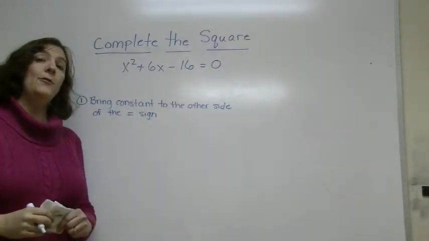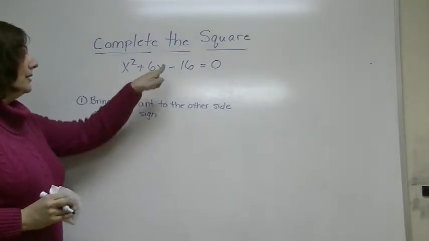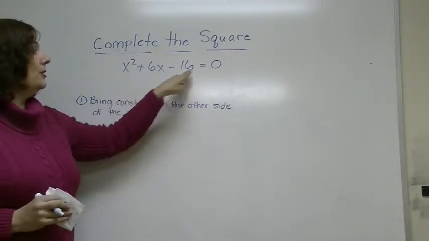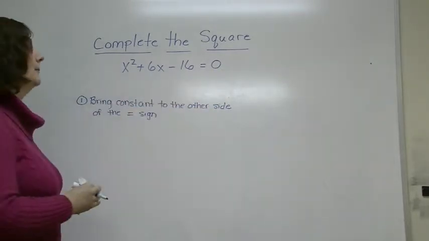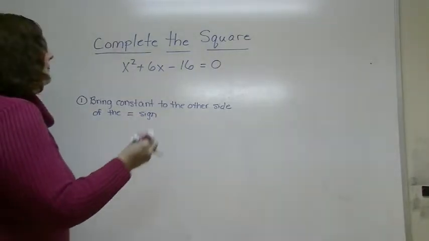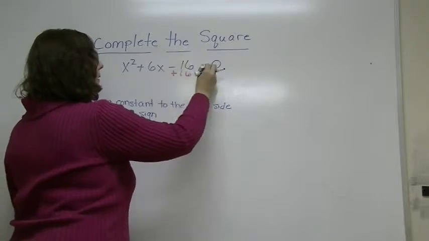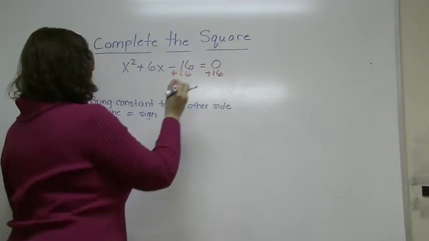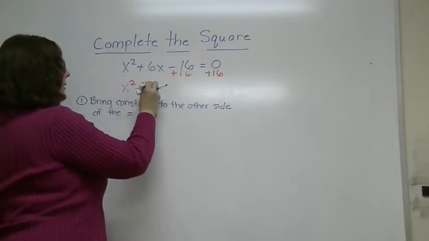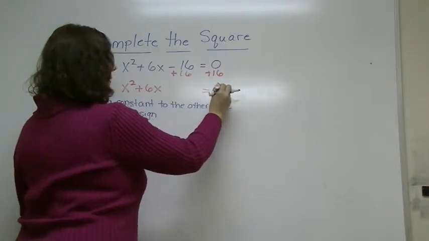Well, if you watched any of my other videos, you know we always use the inverse operation. Since this is a minus 16, the way we move it over is we do plus 16 to both sides. So I'm going to do a plus 16 and a plus 16. And that gives me x squared plus 6x equals 16.